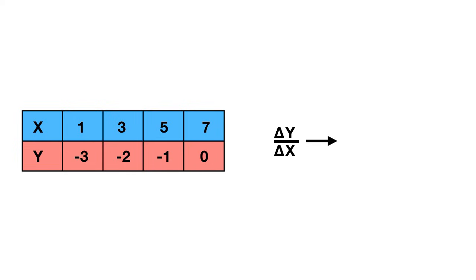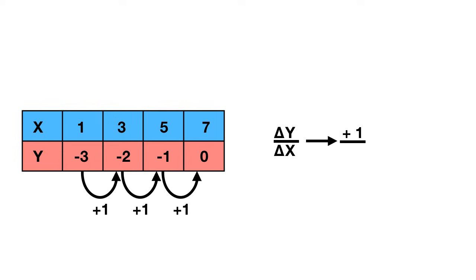To do this, we can see our y moves from negative 3 to negative 2. That's increasing 1. From negative 2 to negative 1, it's increasing by 1. And from negative 1 to 0, it's increasing by 1. They're all the same. The change in y here is positive 1.